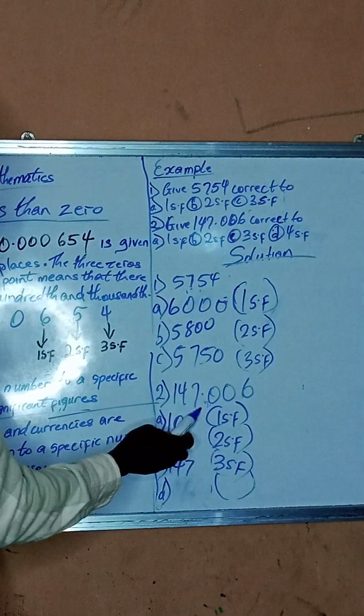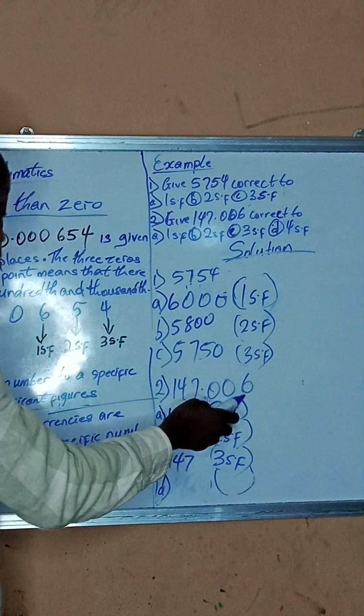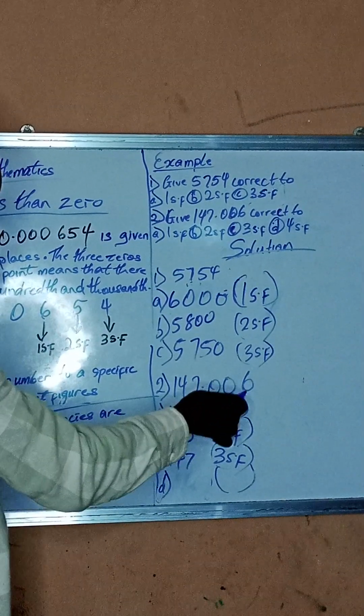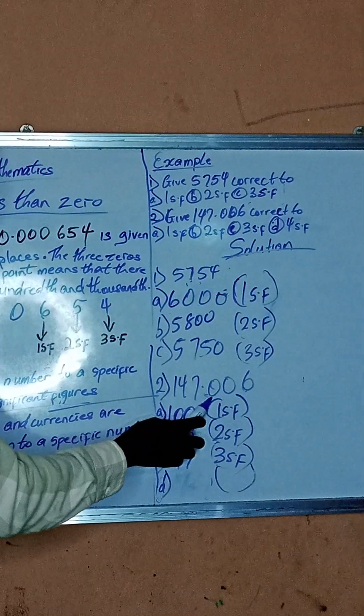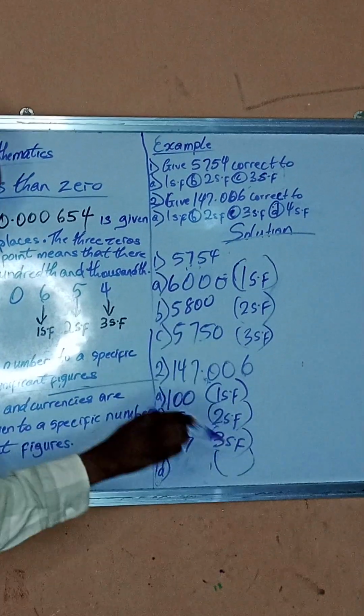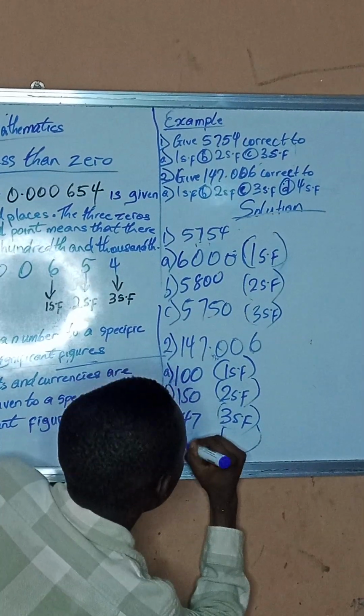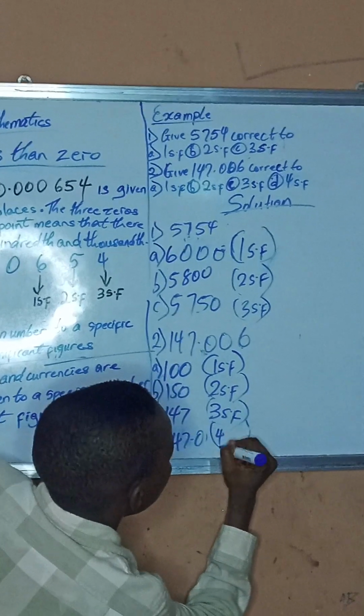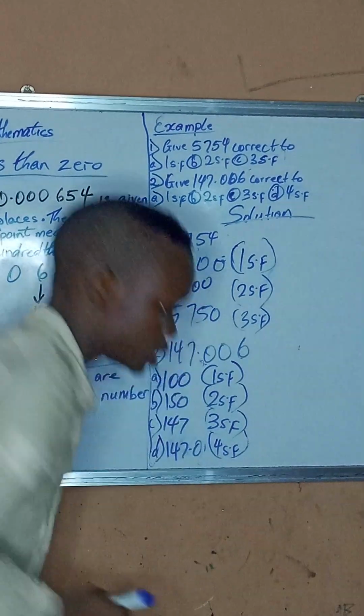Then the fourth significant figure is this 0, because after the second 0, you have a non-zero digit. So 0. The decider is less than 5. So you disregard the number. That is 147.0, 4 significant figures. So this is the end of today's class.